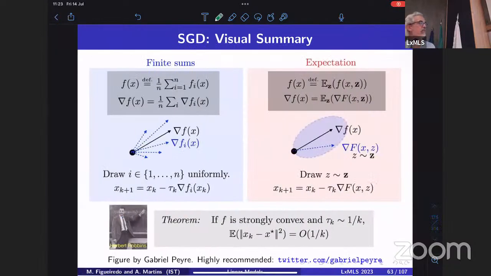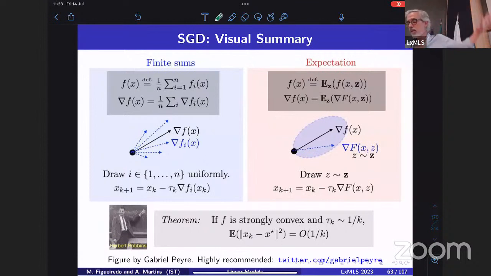So this is a very nice, I can say it because I didn't do it myself, visual summary of what stochastic gradient descent means. This is a figure by Gabriel Peyre. Does anyone here know him? You've heard his name? Oh, you do, great. If you don't, I highly recommend that you follow Gabriel on Twitter. Every day he tweets one of these pictures about some mathematical concept. I use this a lot in my life. It's really useful, really elegant, really great. It captures the whole idea.